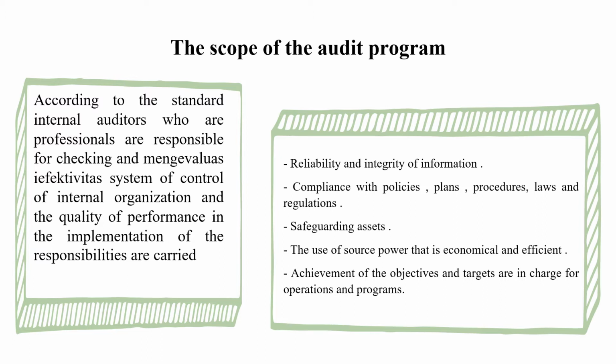The main objectives of this internal control system are to ensure: 1. Reliability and integrity of information. 2. Compliance with policies, plans, procedures, laws, and regulations. Then, security of assets. Next, economical and efficient use of resources. And last, achievement of the goals and objectives set for operations and programs.